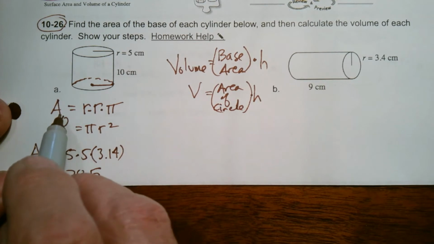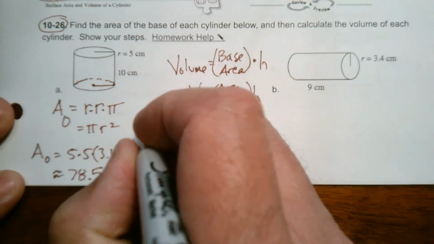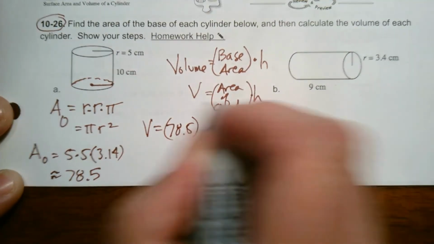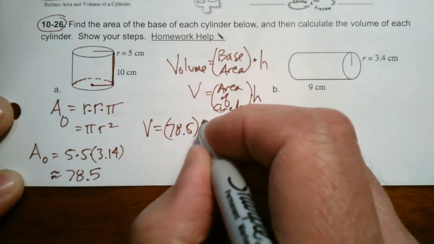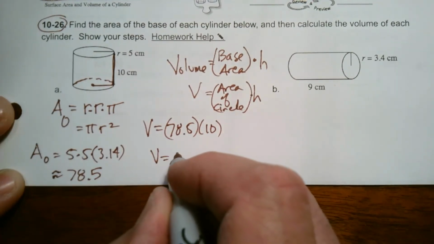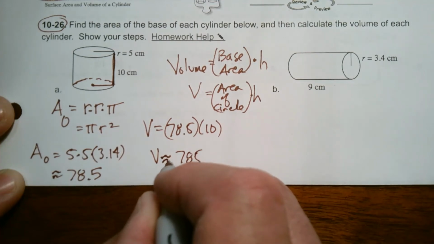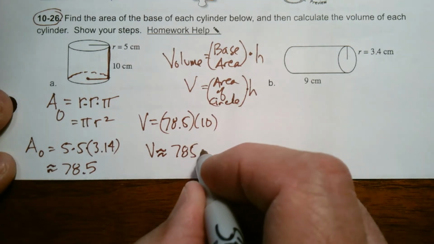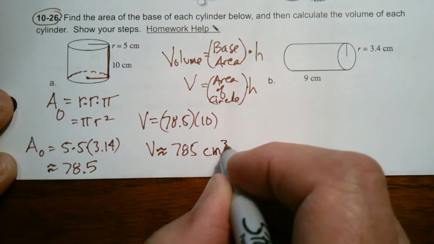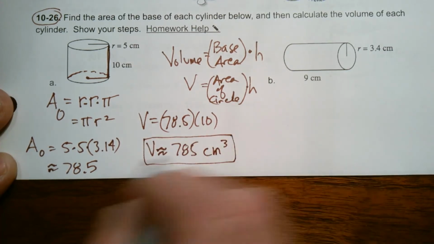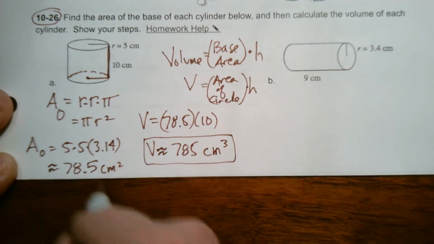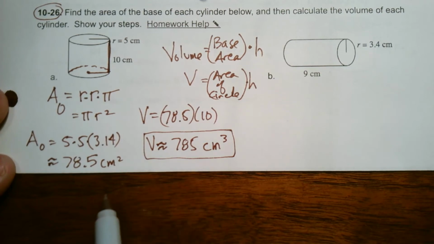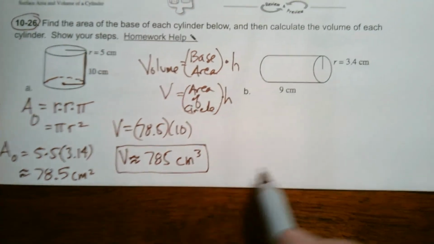Once I have the area of my circle, to find the volume I take that area, 78.5, and multiply it times the height, which here is 10. So the volume is approximately 785, because I approximated pi earlier, and this would be centimeters cubed. Volume is centimeters cubed. The area of the circle would be centimeters squared, because area is squared units and volume is cubic units.